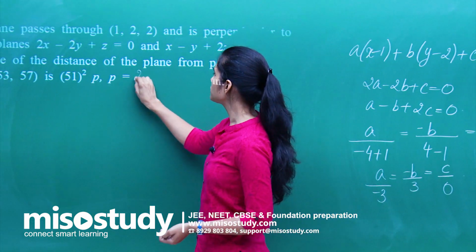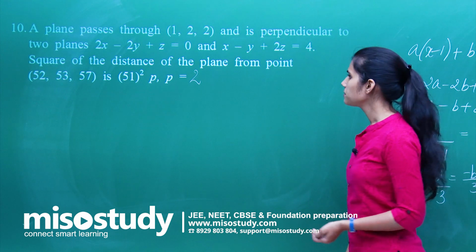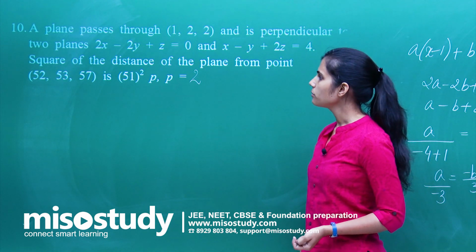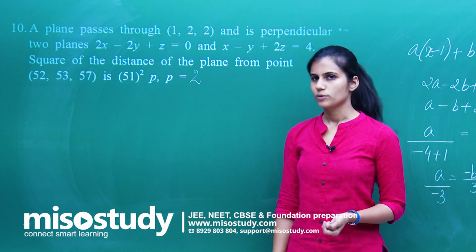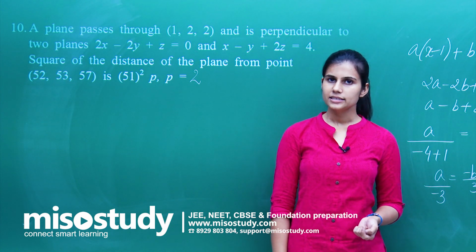It is for p equals 2 that the square of distance of this plane from 52, 53, 57 is 51 whole square into p. So practice these questions very nicely.